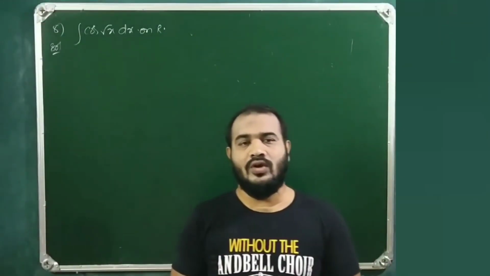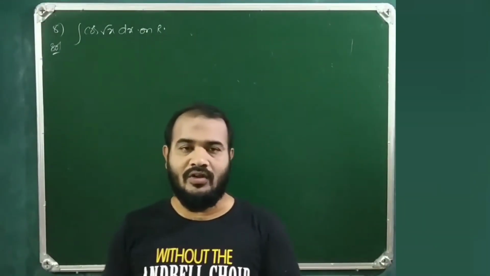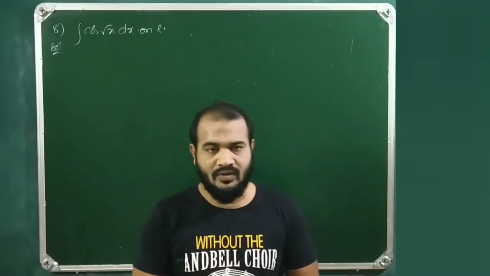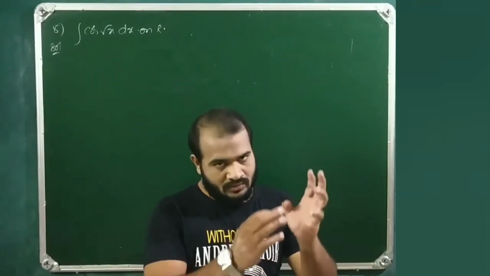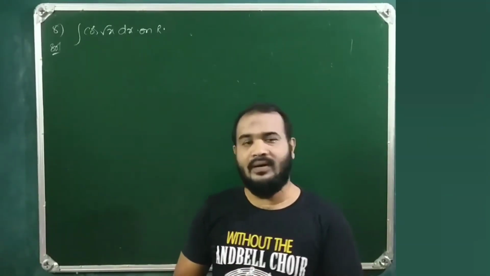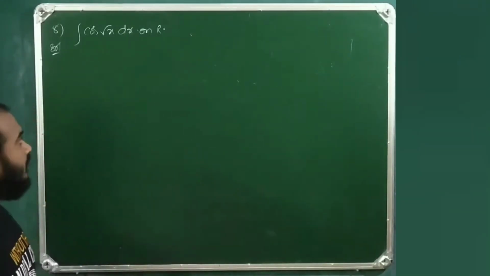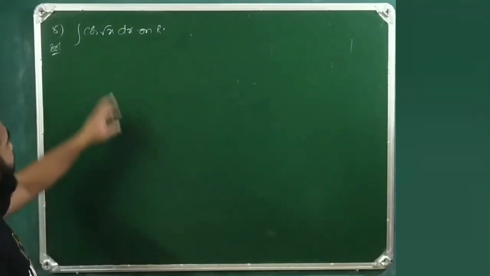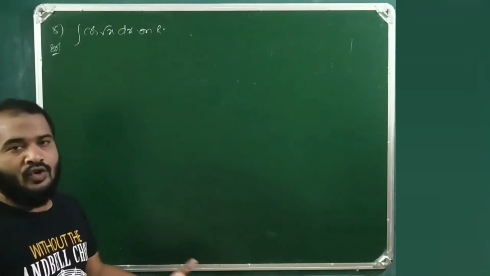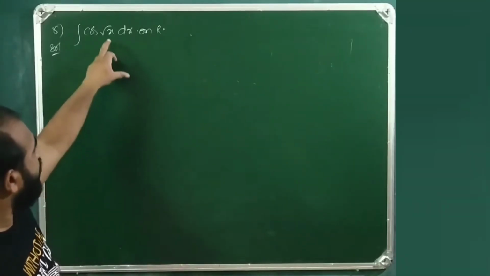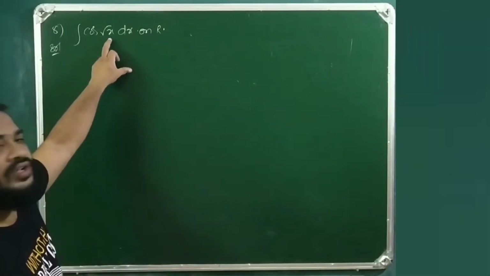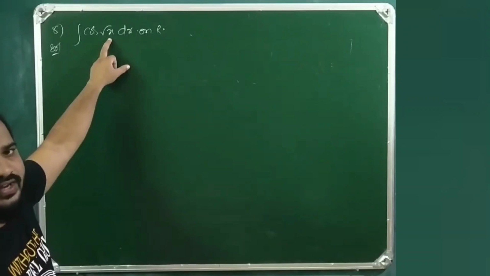Good morning students, let us work out the remaining problems left in exercise 6C, which is based on integration by parts. Integral cos root x dx on R. Had it been integral cos x dx, we know how to do this. Therefore, whatever is under the root is to be taken as t square instead of t.